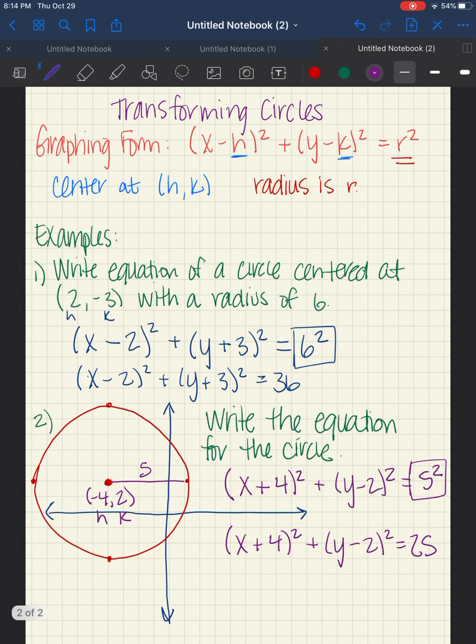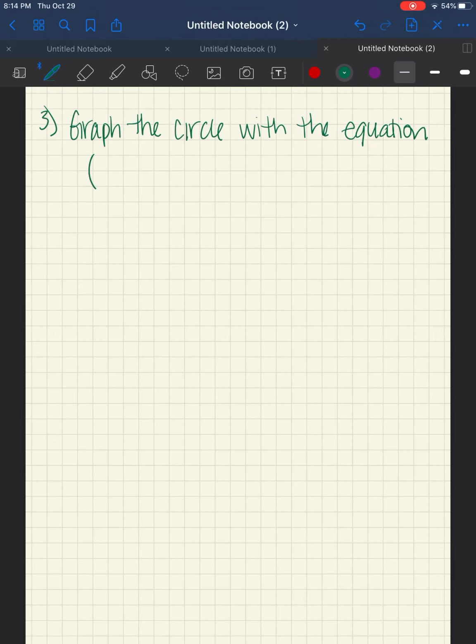Okay, then we're going to do one more example. So our last example here is going to be to actually graph. So number 3. So we're going to say graph the circle with the equation x plus 4 squared plus y minus 1 squared equals 9.